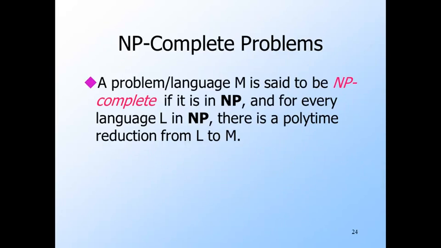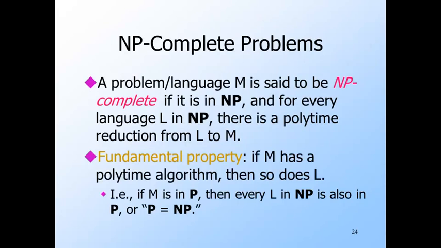Formally, we say a problem or language M is NP complete if, first of all, it is in NP, and for every language L in NP, there is a polytime reduction from L to M. An important consequence of the fact that M is NP complete is that if M has a polytime algorithm, then so does every language L in NP. That is, the classes of languages P and NP are the same, or P equals NP.